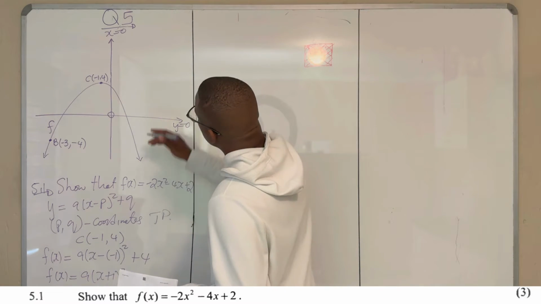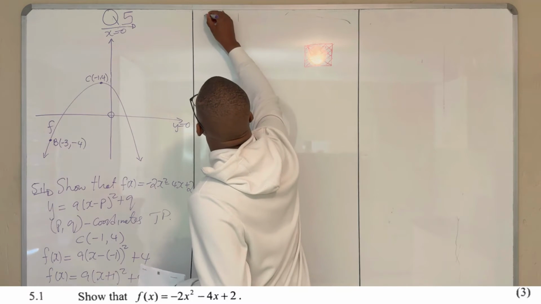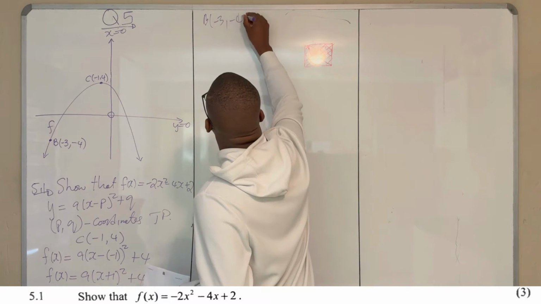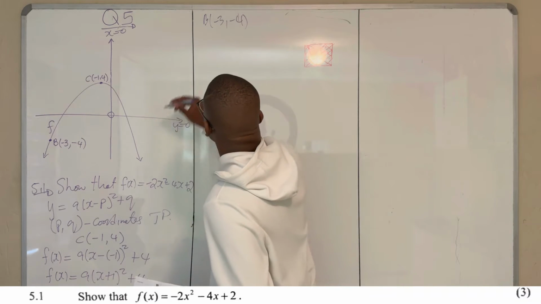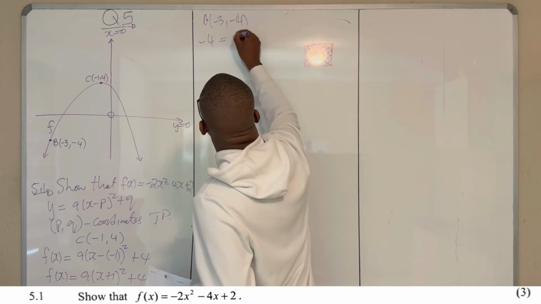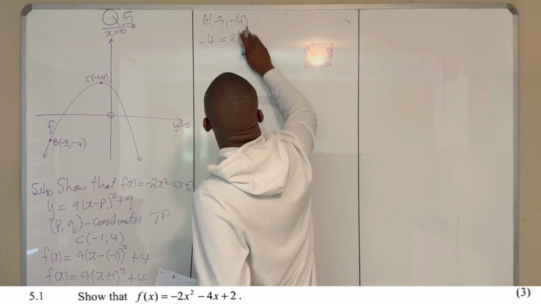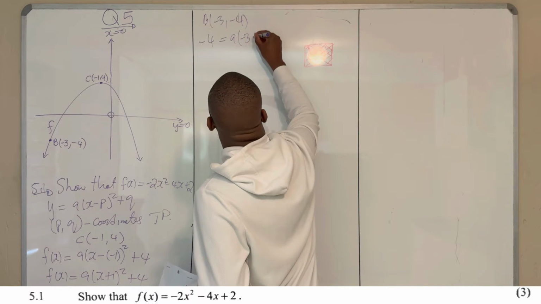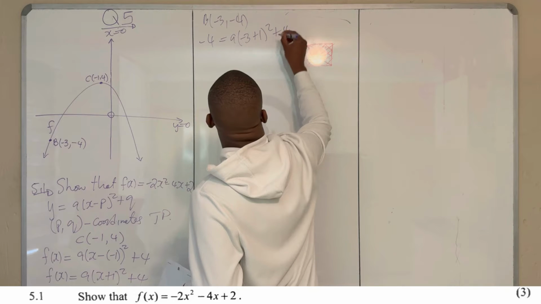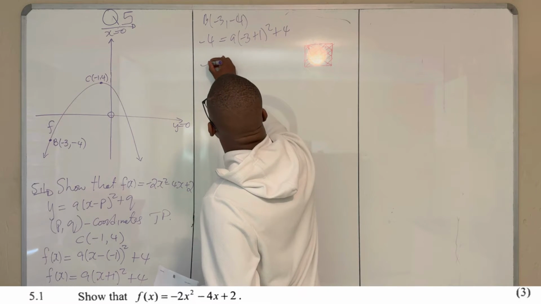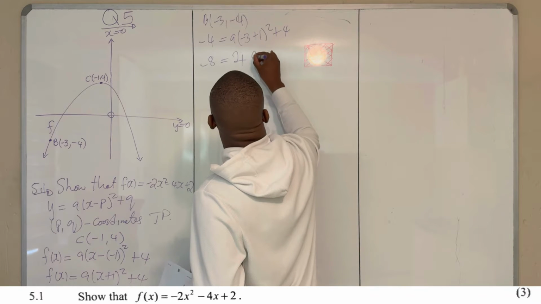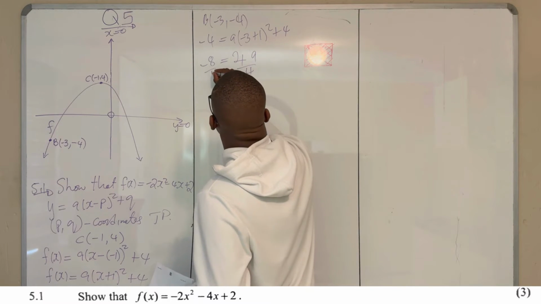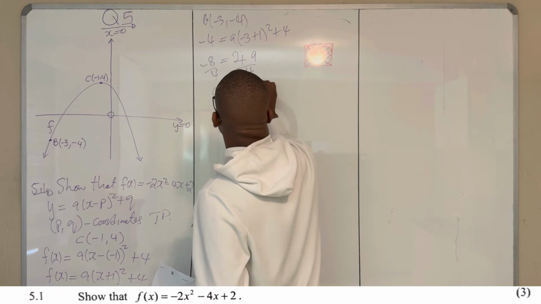So now you take the other point that you're given, which is B, minus 3 and minus 4. So you put minus 4 there as y, and then minus 4 equals a into (minus 3 plus 1) all squared plus 4. Take the 4 to the other side. Minus 8 is equal to 4a. Divide by 4, divide by 4. Then a is equal to minus 2.